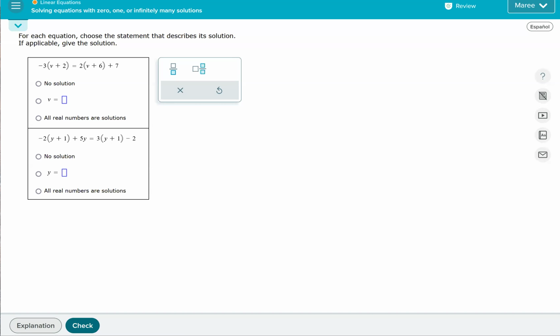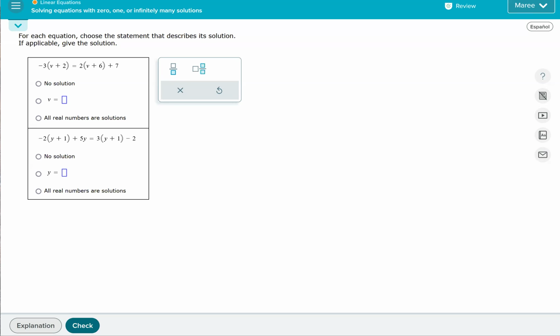This topic is called solving equations with 0, 1, or infinitely many solutions. So I will show you when we have 0 solutions and when we have infinitely many. When we have one solution, that just means that you solved for the variable and you just got one number, and that will be its solution.